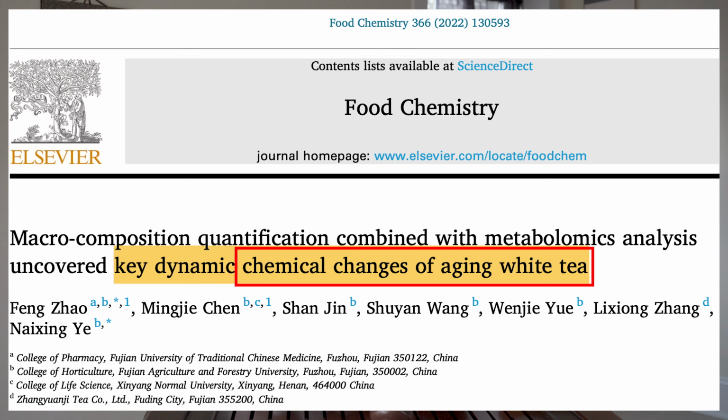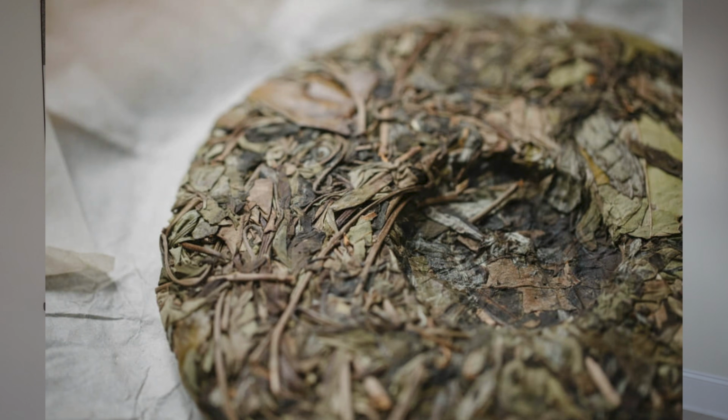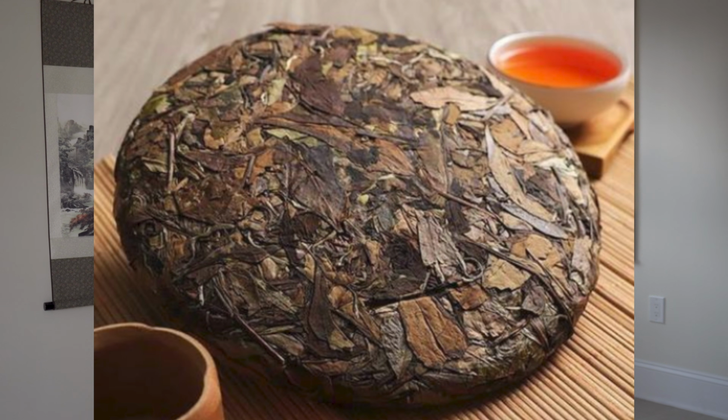That's why they say at 3 years it's medicine, and then at 7 years it's treasure, because there's so many new rich aroma and taste characteristics that have evolved in that time that it is a treasure, and you should treasure it, cherish it, and drink it on special occasions and enjoy it. So find yourself some aged white tea if you can.